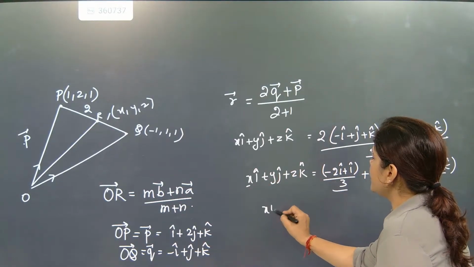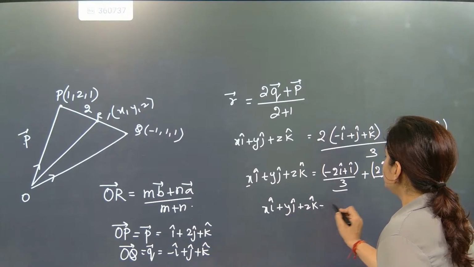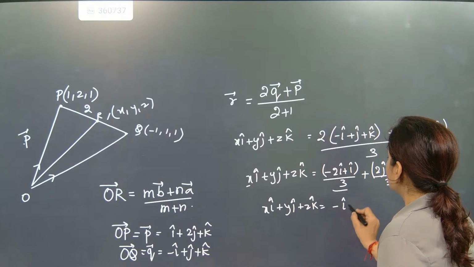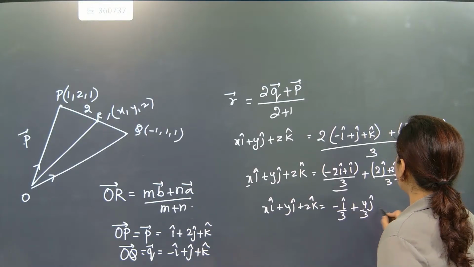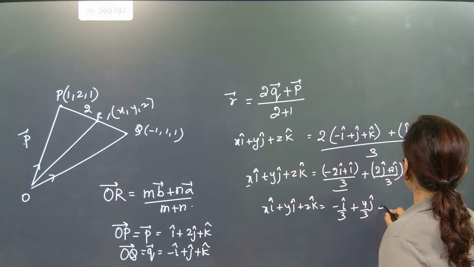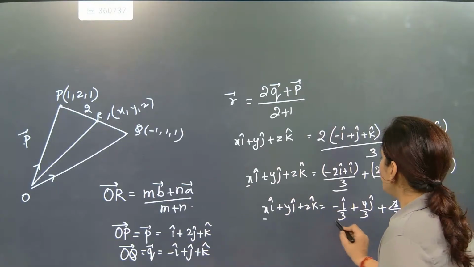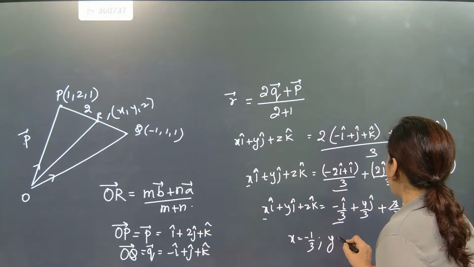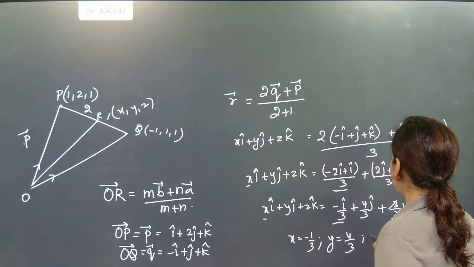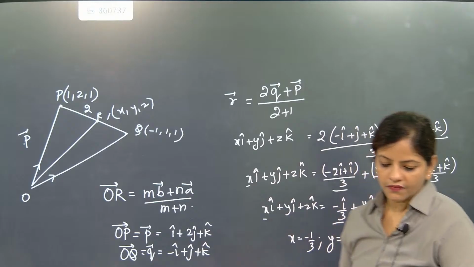So one more time, I'm writing xi plus yj plus zk is equal to minus i by 3 plus 4j by 3, plus 3 by 3 k. Now x will be equal to minus 1 by 3, y will be equal to 4 by 3, and z will be equal to 1. That's it. Done. We got the R vector.